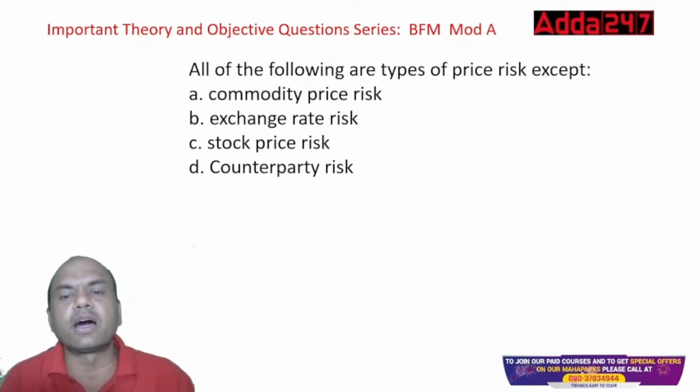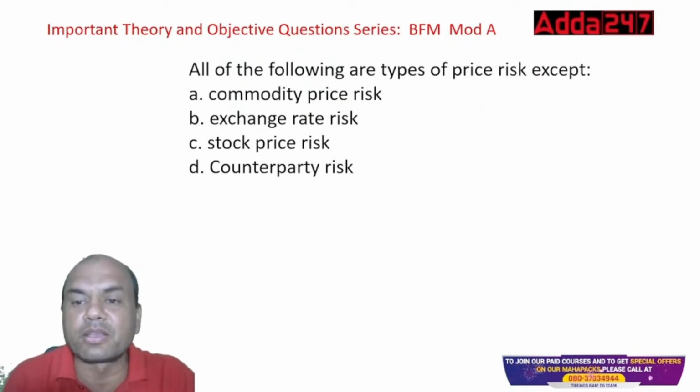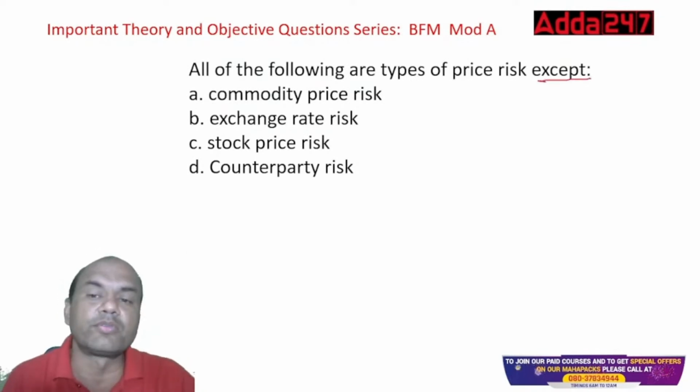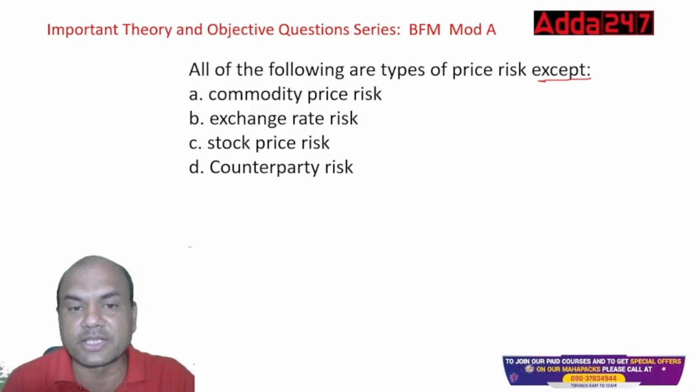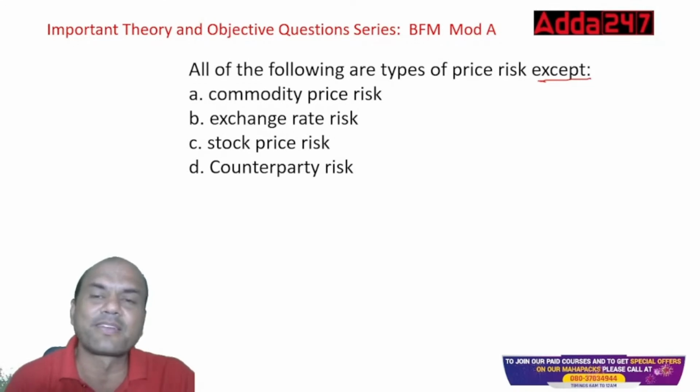All of the following are types of price risk except, now again we want except means not, which is not the type of price risk. So all of the following are the types of price risk except commodity price, exchange rate, stock price, counterparty risk.